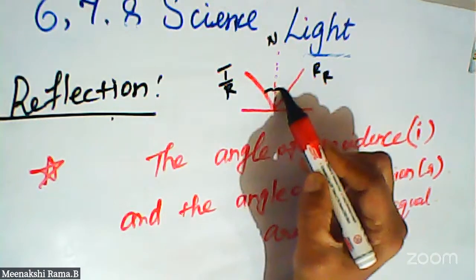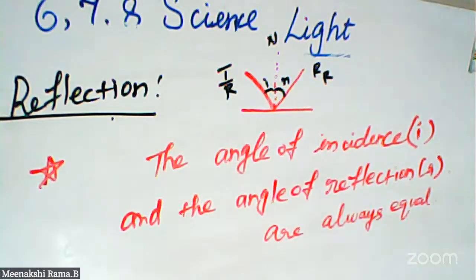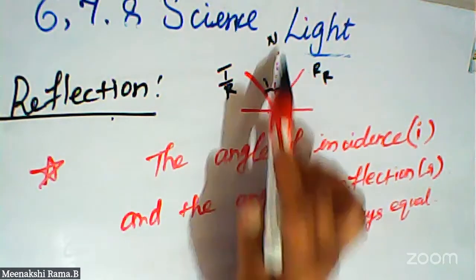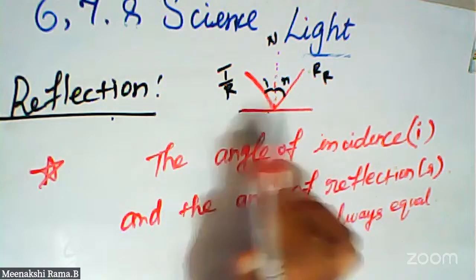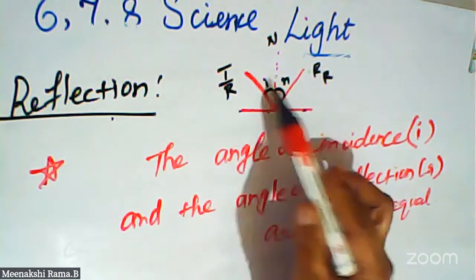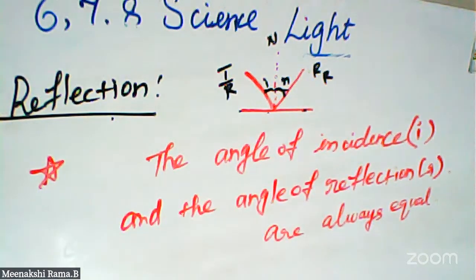Both angles on either side are the same, I and R. Both angles are the same. The incident ray, reflected ray, and normal are all in that same single plane. That is the mirror. This is the first point of the law of reflection. The second point of the law of reflection: both angles are the same. This is the main concept of the law of reflection.